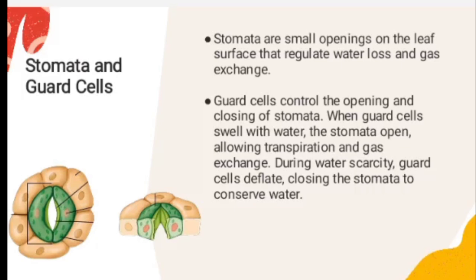Stomata and guard cells. Stomata are small openings on the leaf surface that regulate water loss and gas exchange. Meanwhile, guard cells control the opening and closing of stomata. When guard cells swell with water, the stomata open, allowing transpiration and gas exchange. During water scarcity, guard cells deflate, closing the stomata to conserve water.